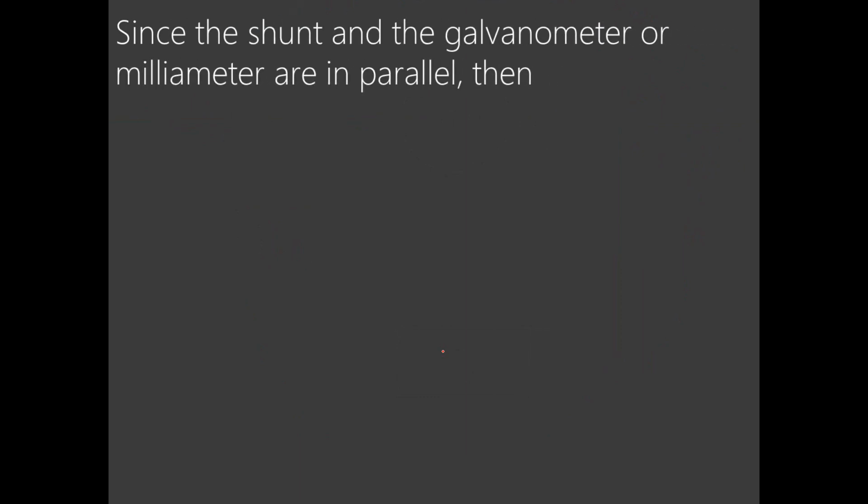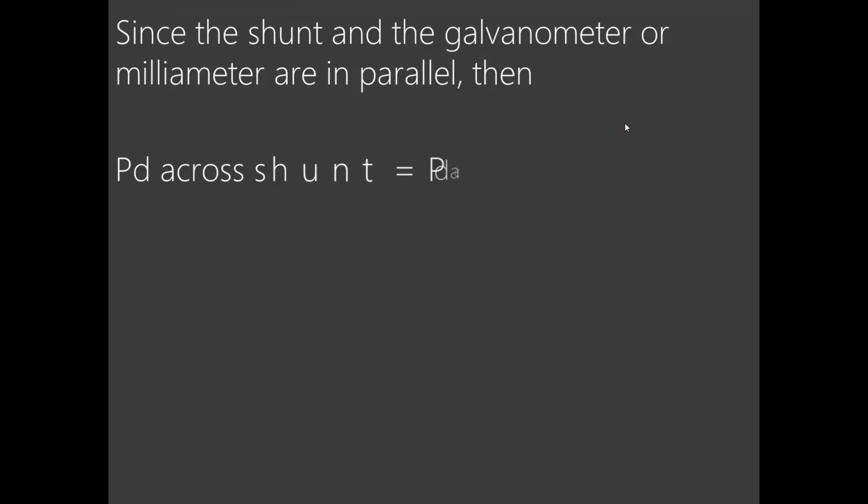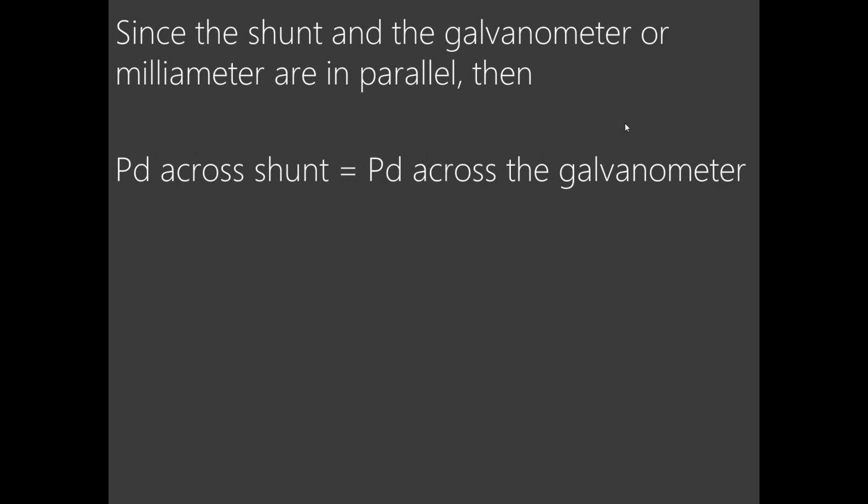Since the shunt and the galvanometer are in parallel, what did we talk about parallel connection? Remember we said if devices are in parallel, the PD across them has to be the same. So the PD across the shunt is equal to the PD across the galvanometer. From Ohm's law, V is equal to IR. That means the PD across the shunt will be the current through the shunt times the resistance of the shunt. Similarly, the PD across the galvanometer will be the current through the galvanometer times the resistance of the galvanometer.